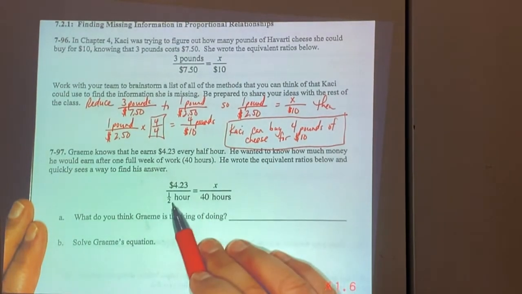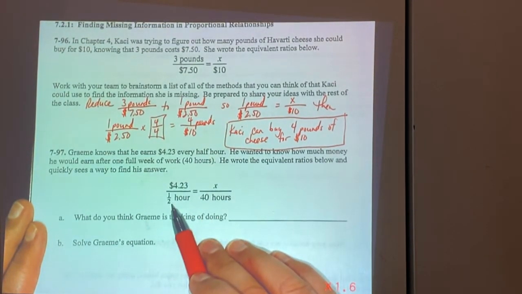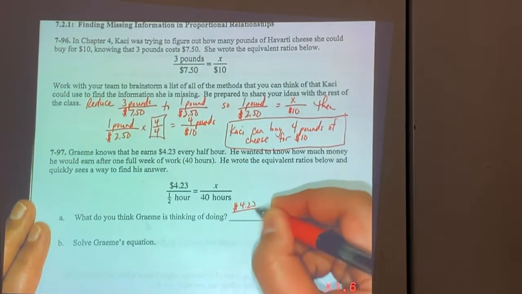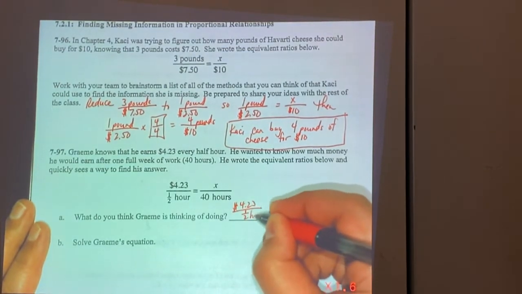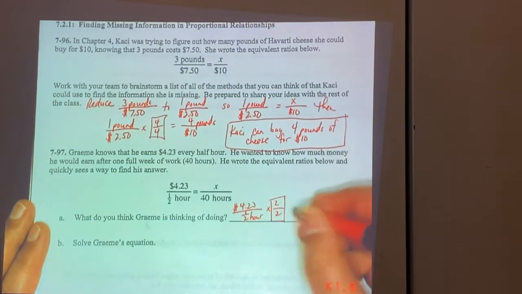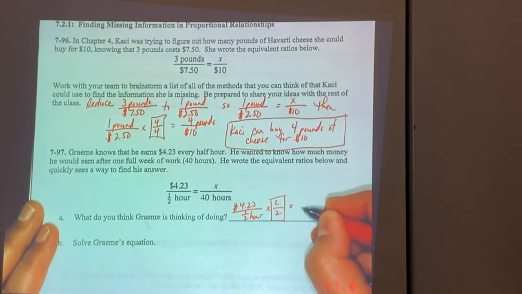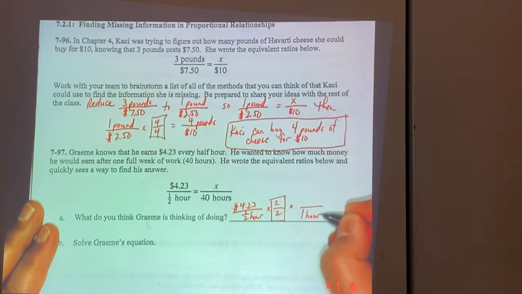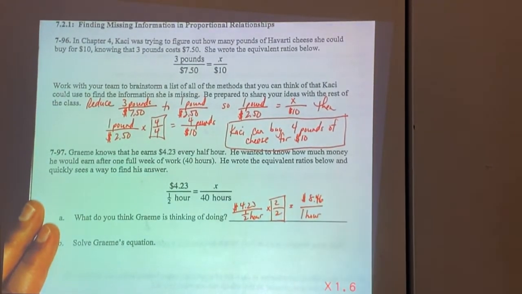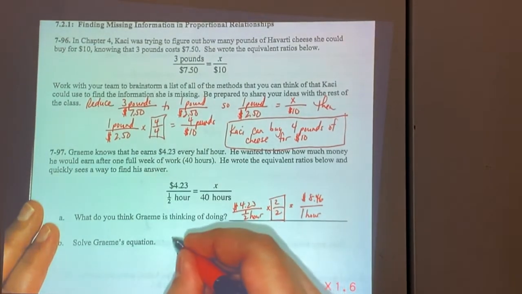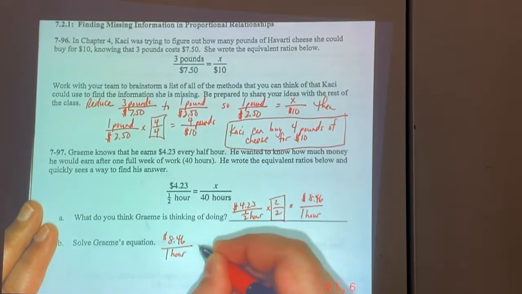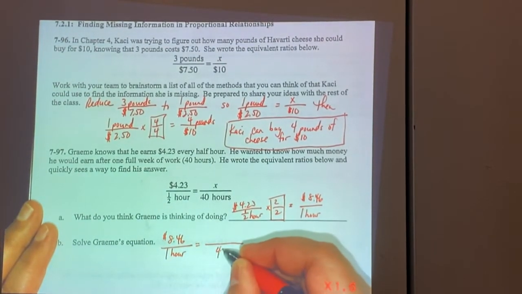Okay, so I don't like having a fraction in my denominator. So if we take $4.23 over half an hour, and multiply both of them by 2, my giant 1, then we can see that in 1 hour, Graham will make $8.46. Okay, and then I take my $8.46 per hour and make this equal to 40 hours.